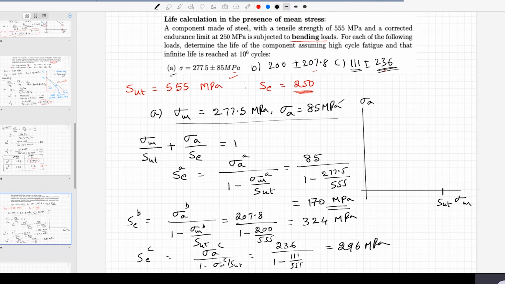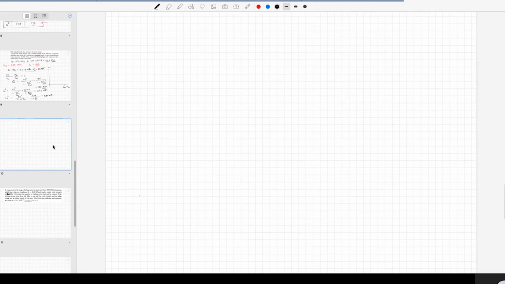Okay. So we have each of these stress states. We have calculated what our endurance limit is. So SE A, corresponding to stress state A, is 170. Stress state B, you have 324. Stress state C, 295.